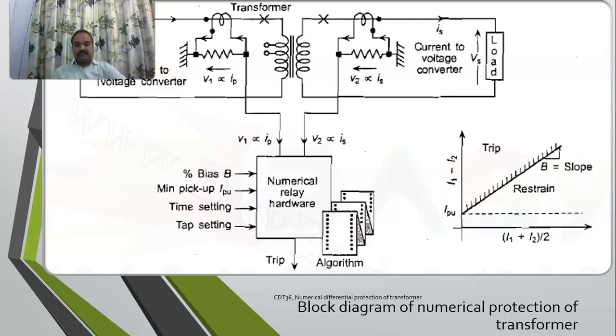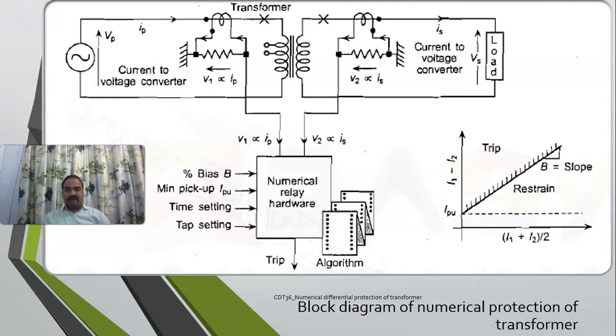So this is the block diagram of your numerical protection. See here, this is your source, whatever you call it. So this is your primary side. Let us suppose this is your device. In this case, I am using a transformer. This is your primary side CT, this is your secondary side CT. So this is the voltage across your CTs, and this is your current IP, and this is your IS on the secondary side of your transformer.